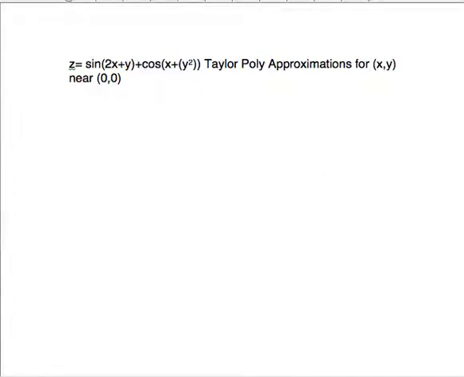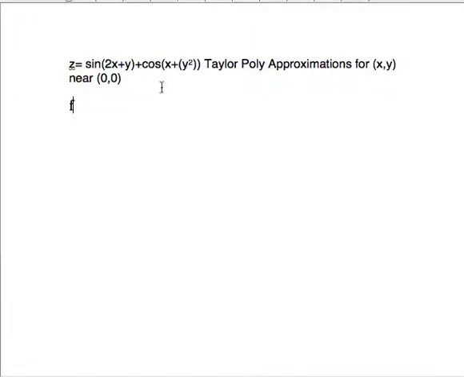Hi everybody, my name is Alexandra Davison, and for discussion number 10, I will be discussing how to find the Taylor polynomial approximation for x, y near 0, 0 of the function z equals sine 2x plus y plus cos of x plus y squared. The first thing that we want to do with any Taylor polynomial approximation is find the partial derivatives.